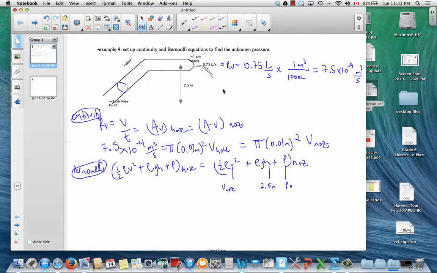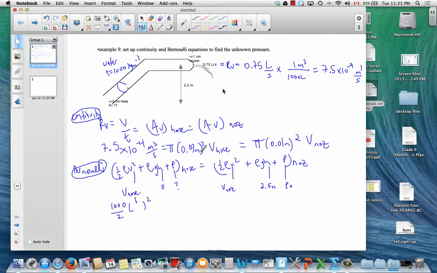We'll assume it's water, so that the density of water, if it's fresh water, is 1,000 kilograms per cubic meter. And then on this side, the height's 0, and then this speed will be the speed within the hose that, again, you'll get by solving this continuity equation here. And this pressure is the unknown. So let's substitute in, putting in 1,000 for the density of water.